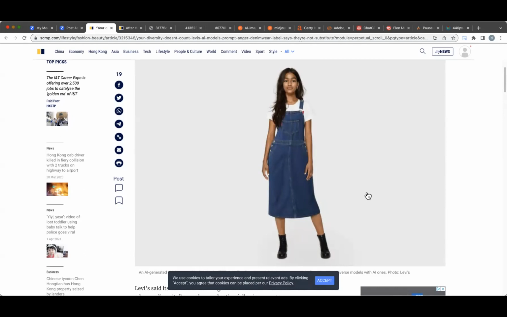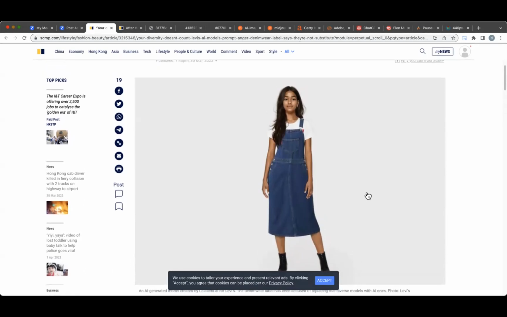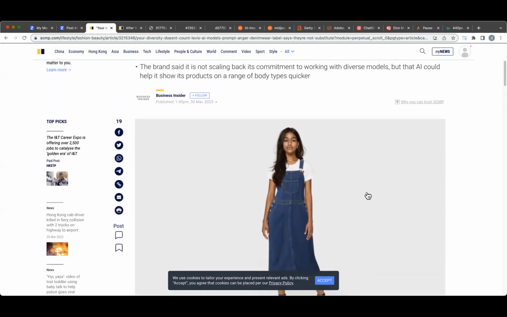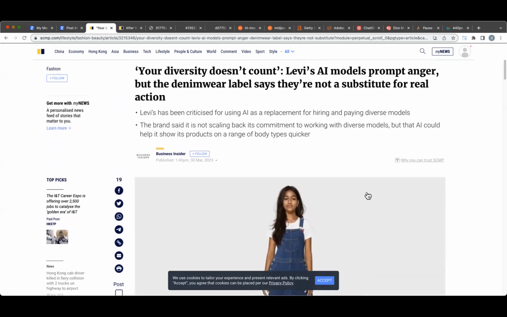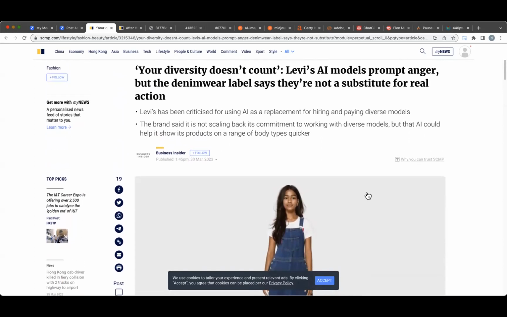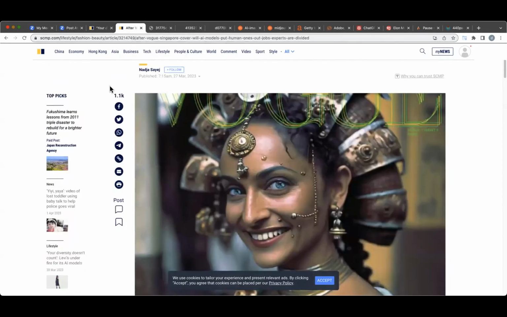And so it's polarized a lot of people, saying you want to be diverse, but you're not hiring the models, so they aren't making any money and so forth. So that's an interesting case. The image, we're not seeing it in much detail. It looks okay. And then we go to Vogue magazine.